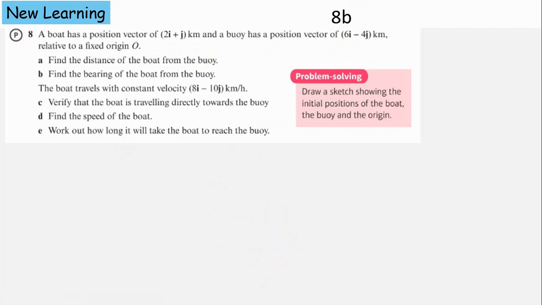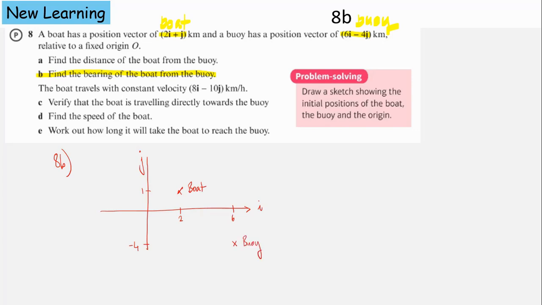This was on 8b. A boat has a position vector of 2i plus j, so that was my boat. And a buoy has a position vector of 6i minus 4j. Find the distance of the boat from the buoy, and this was the one you wanted some help with. Find the bearing of the boat from the buoy. Right, let's just sketch in roughly what this is looking like. My boat, go along by 2, go up by 1, 2i plus j in other words. The buoy, 6i minus 4j.